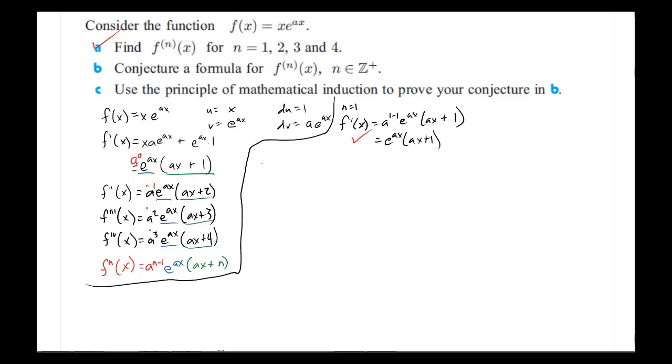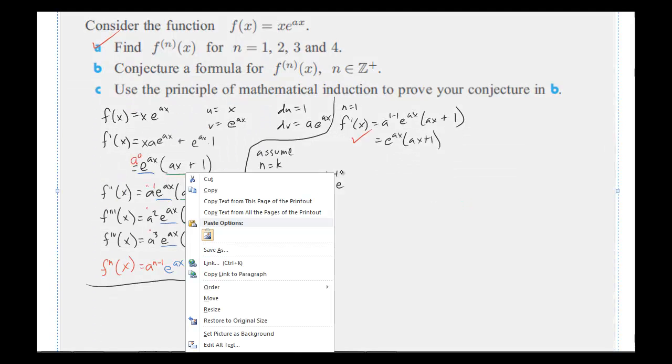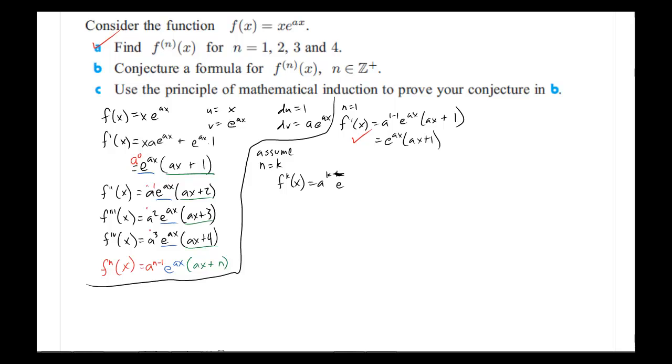So now let's write n equals k. Now we're writing this because we're going to assume for a minute that it works for n equals k. So that just means the kth derivative of x equals a to the k minus 1, e to the ax... minus 1 there. No, don't do that. Not a good idea.